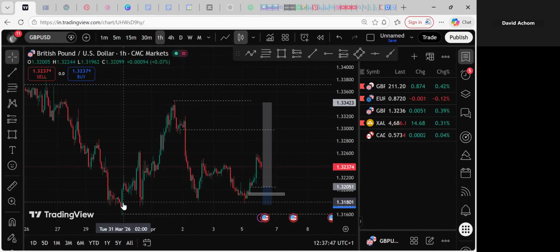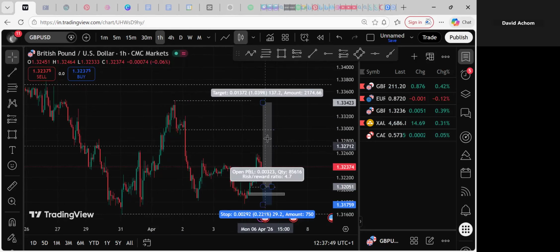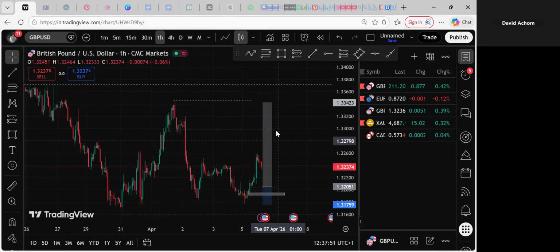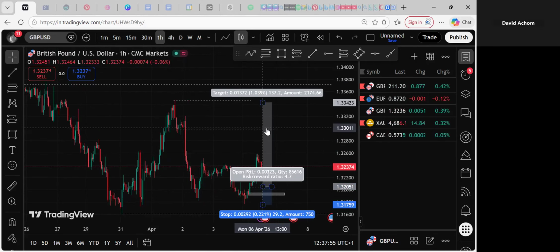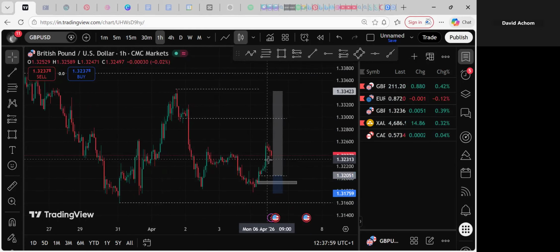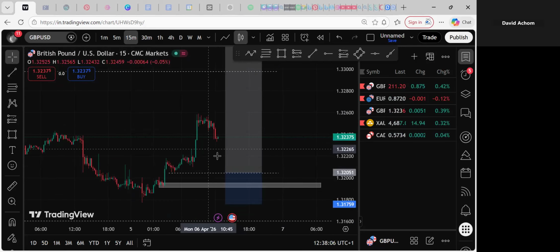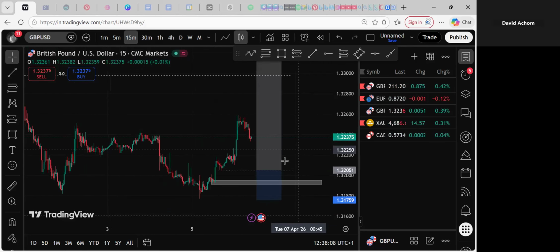Although it didn't break any valid structure just yet, price would have a reaction off this level. I can promise you that for a fact. So you can either lock in your profits once price gets here, or trade your stop loss, whichever one you want to do. But I'm expecting price to come all the way to this point. Yes, on 15 minutes, come all the way to this point, tap us into an entry and push high.